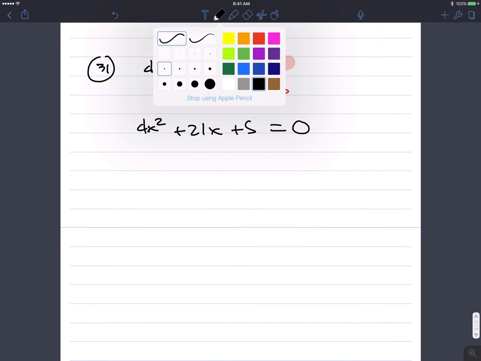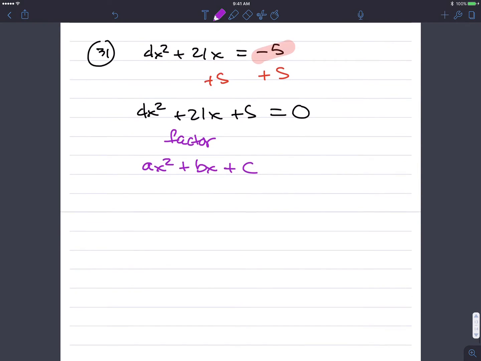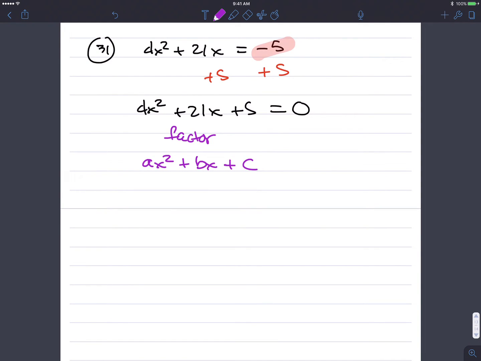Then here we're going to say factor. And what kind of recipe is this? Ax squared plus bx plus c. So again, if you want to go back to that, we can say product is what? 20. Sum is what? 21. What's the pair? 20 and 1.